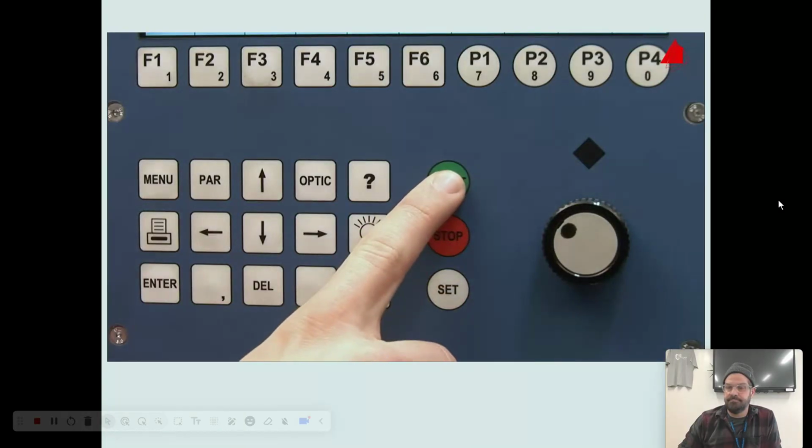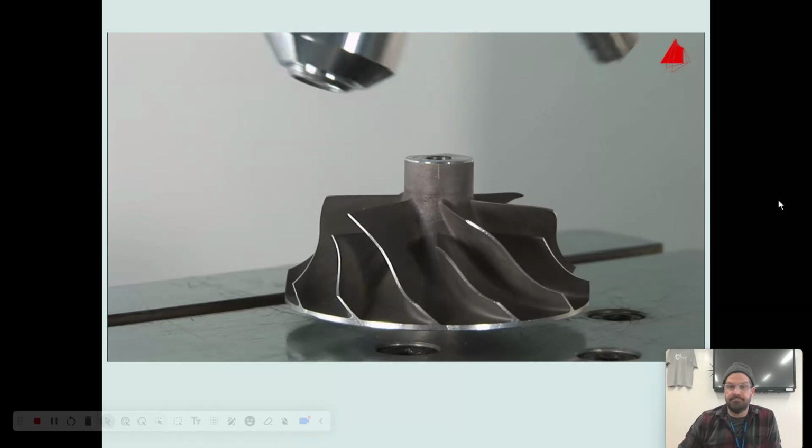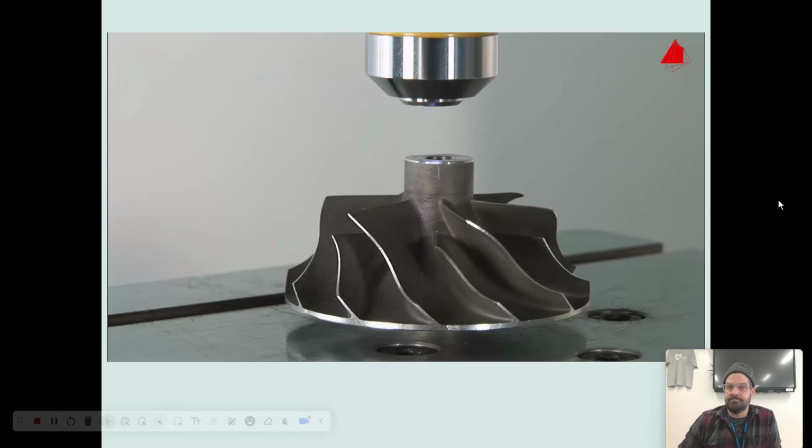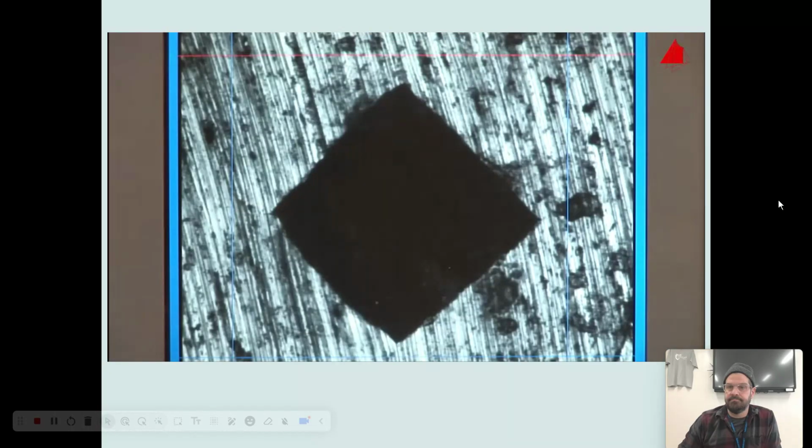Now that everything has been prepared, let's begin with the test. After pushing the start button, the diamond pyramid pans down and carefully touches the test piece surface. The test force slowly increases to its specified value. After holding the test force constant for a certain time, the indenter lifts again, pans back, and the microscope lens resumes its former position. This is the magnified indentation on the display screen.